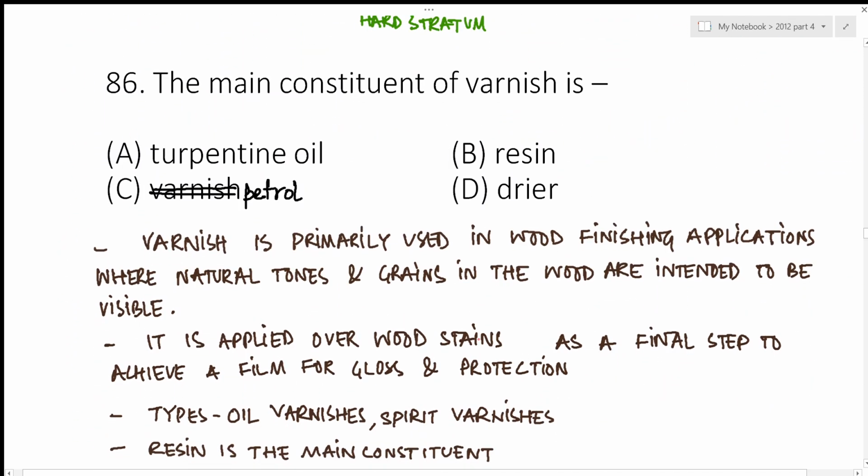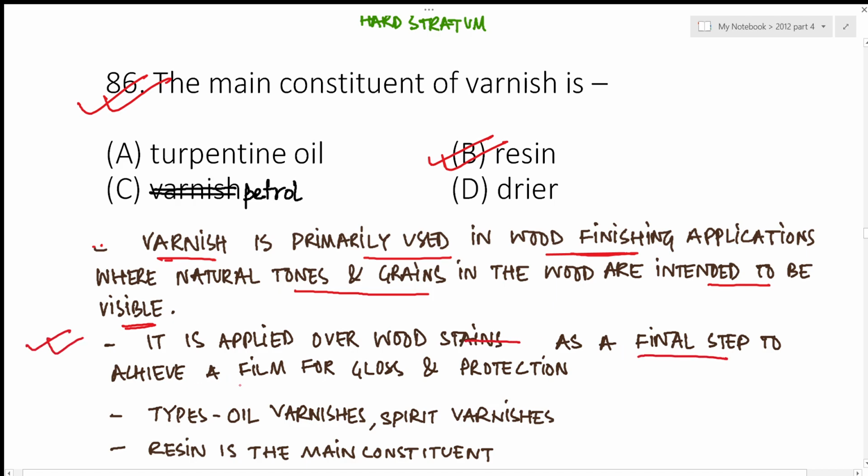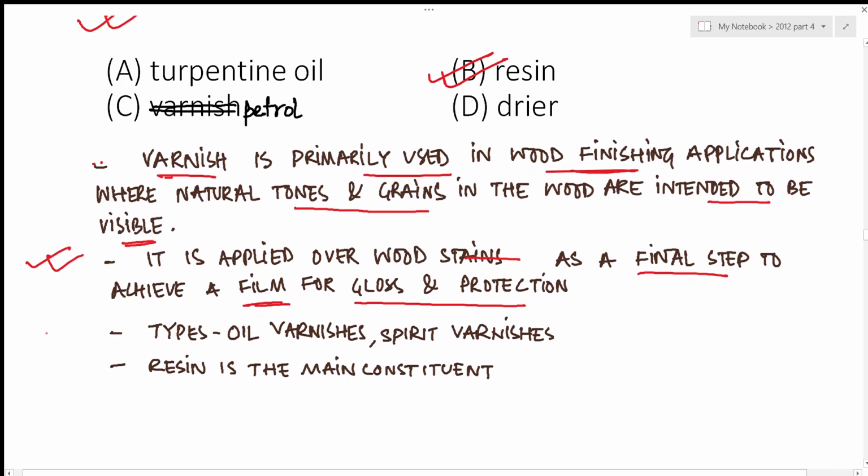Next question: the main constituent of varnish is resins. Now what is a varnish? Varnish is primarily used in wood finishing works, where the natural tones and grains in the wood are intended to be visible, and it is applied over wood stains as a final step to achieve a film for gloss and protection. Now there are various types of varnishes: oil varnishes, spirit varnishes, etc. And resin is the main part, which you already know.